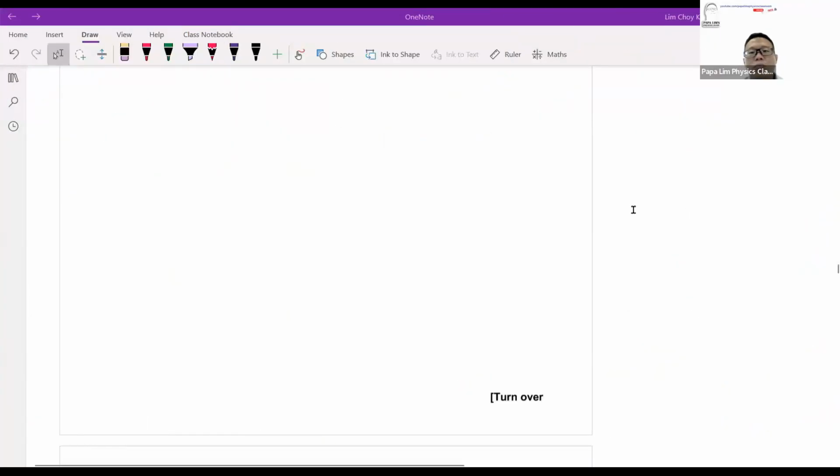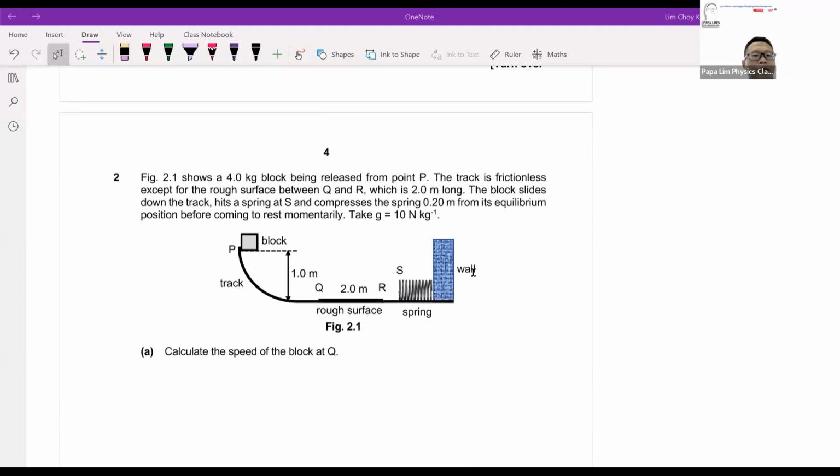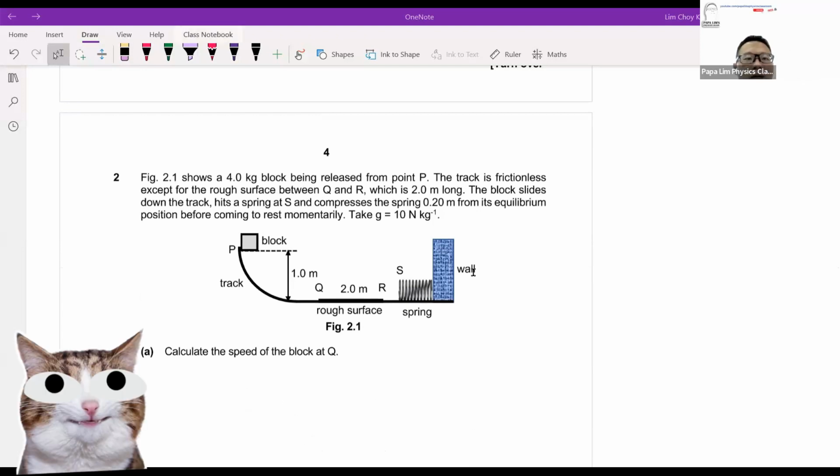So now let's look at question 2. For question 2, this is an energy question. In this case, we are looking at the block, which is released from point P. The keyword that I like to highlight is the word release. It means the velocity is actually 0 here.